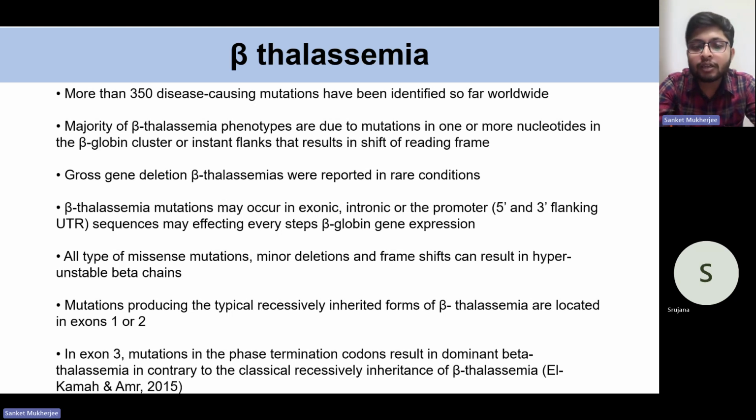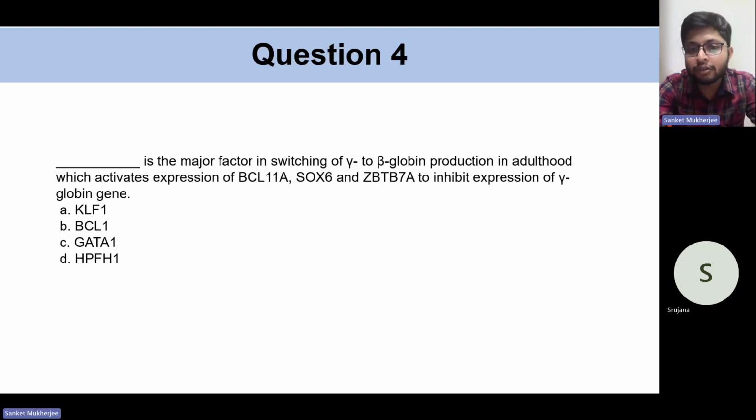Mutations producing the typical recessively inherited forms of beta thalassemia are located mostly in exons 1 and 2, and in exon 3, mutations in the phase termination codons result in dominant beta thalassemia, in contrast to the classical recessively inherited beta thalassemia. So if there is a mutation in exon 3, there could be a dominant form of beta thalassemia, although it is very, very rare. But usually beta thalassemia is a recessive disorder.